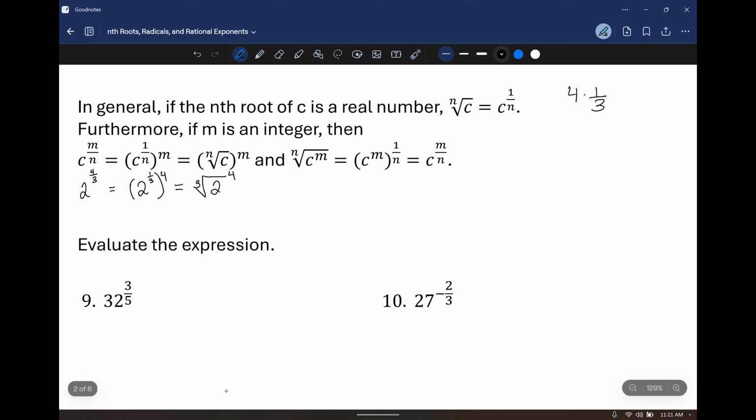Now, notice this is really similar to this. The only difference is the m is moved inside. You can write it either way. The m can be on the outside of the root, or it can be underneath on the inside of the root. So I know that the cube root of 2 to the 4th would be the same thing as taking 2 to the 4th to the 1/3, which is the same thing as 2 to the 4/3.